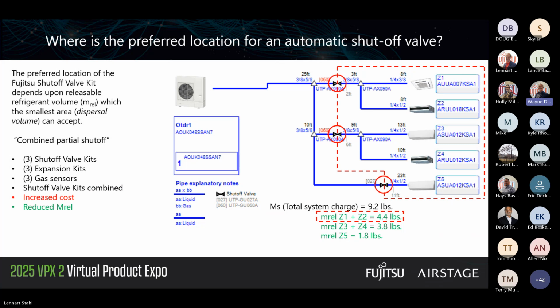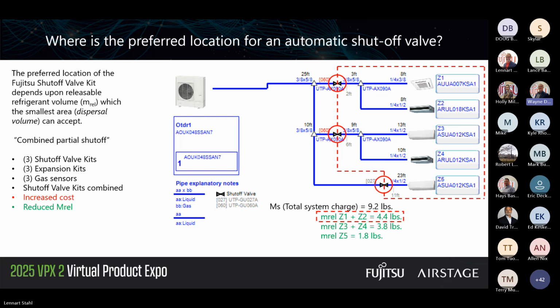So here's something in between, and this is what I'm going to cover in the webinar next month for J-Series: what different strategies, how do you group indoor units, what different approaches are there to selection and placement of shutoff valves? Because there is a cost, so there is an increased cost compared to the whole shutoff, but it's not as much as a partial, so we call this a combined partial. As you see, zone 1 and zone 2 are combined from a piping perspective, as are zone 3 and zone 4, and then zone 5 is unto itself. So this is kind of in the middle.